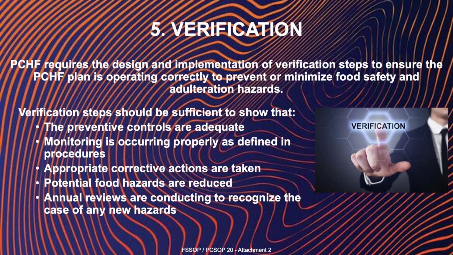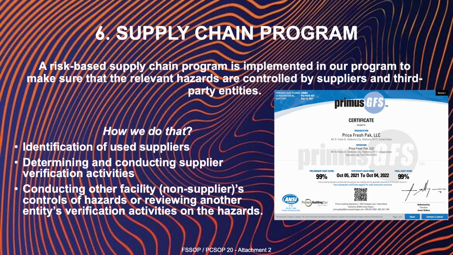5. Verification. PCHF requires the design and implementation of verification steps to ensure the PCHF plan is operating correctly to prevent or minimize food safety and adulteration hazards. Verification steps should be sufficient to show that the preventive controls are adequate, monitoring is occurring properly as defined in procedures, appropriate corrective actions are taken, potential food hazards are reduced, and annual reviews are conducted to recognize the case of any new hazards.